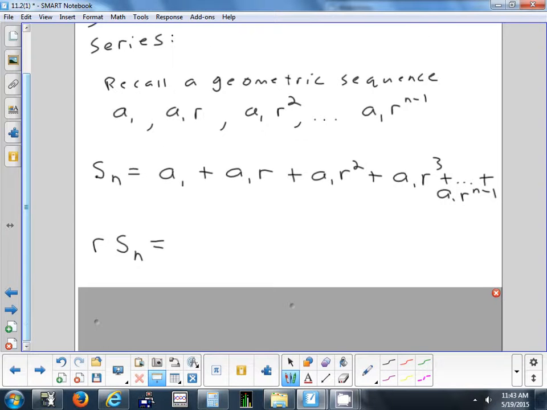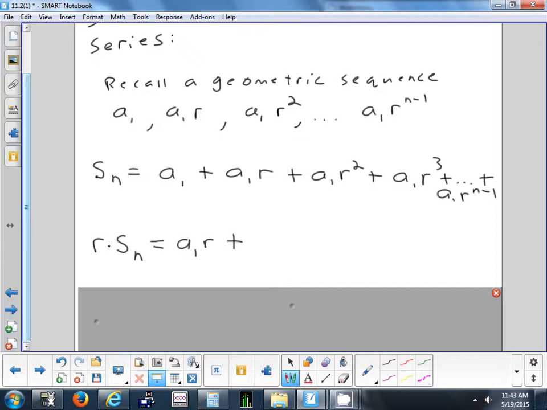Okay, and I'm not going to explain why I'm doing this. You'll see why in a second. I'm going to multiply everything in that sequence, or that summation, by r. Okay, so Colby, what do I get if I multiply this first term by r? A sub 1 times r. Yeah, we get a sub 1 times r. That becomes my new first term. Okay, now I'm going to multiply the second term by r.